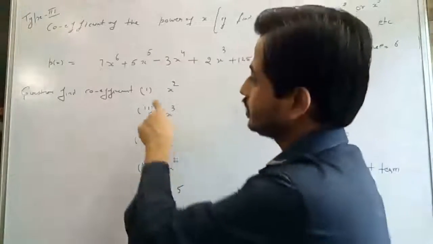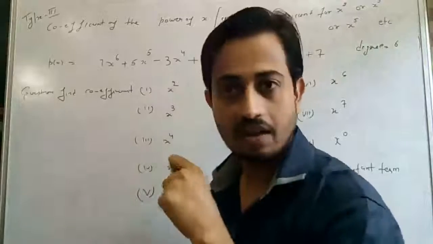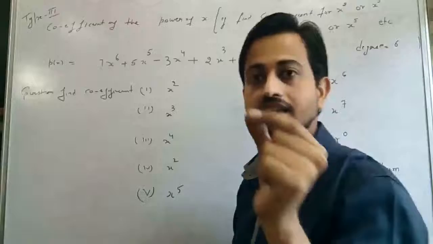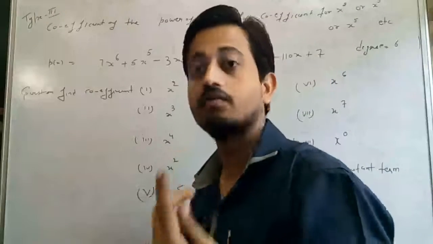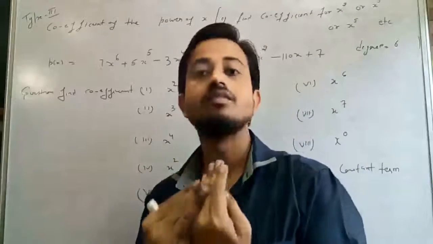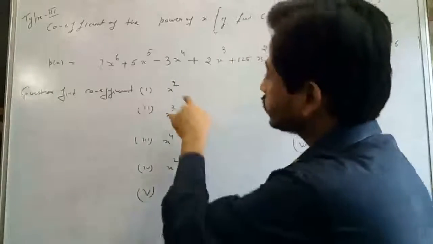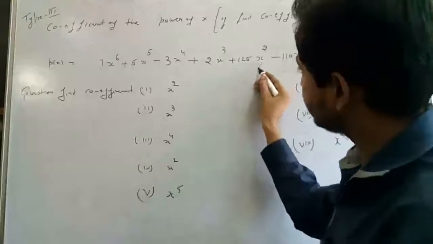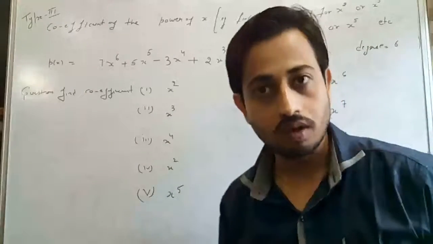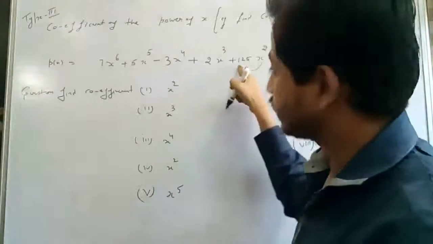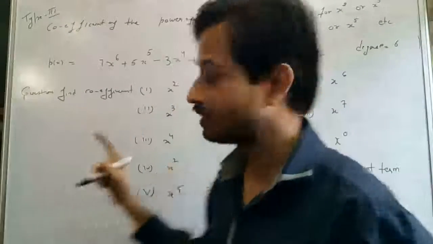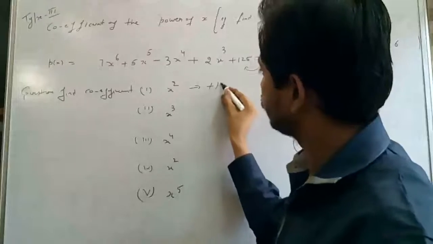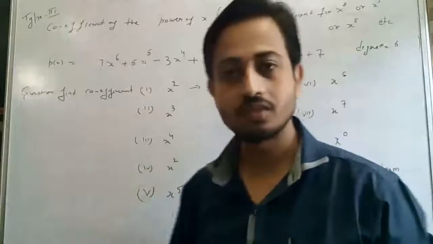Now the first question is: find the coefficient of x square. You have to look at the term. Where is x square, and which numeric value is multiplied with it? We have to find that. x square is here, and the numeric value here is 125. You have to take the sign also. Here the sign is positive. It means the answer is plus 125. That is your answer.